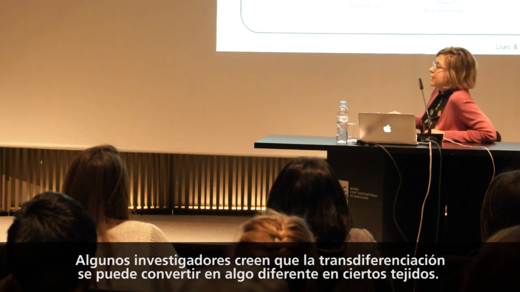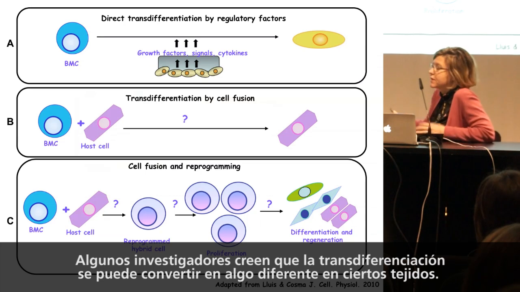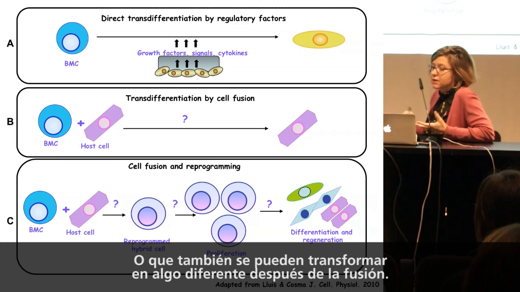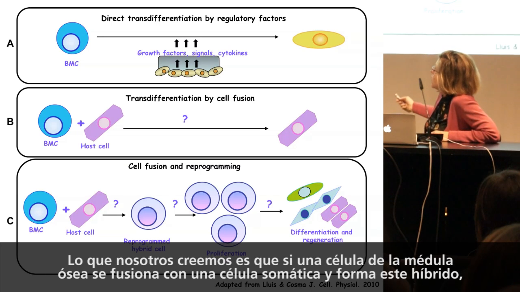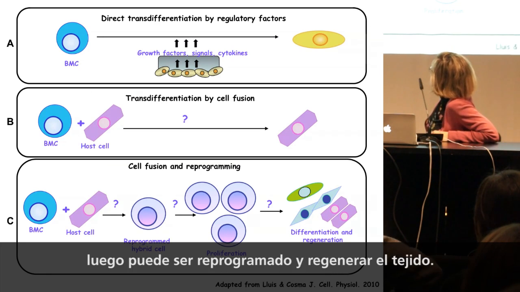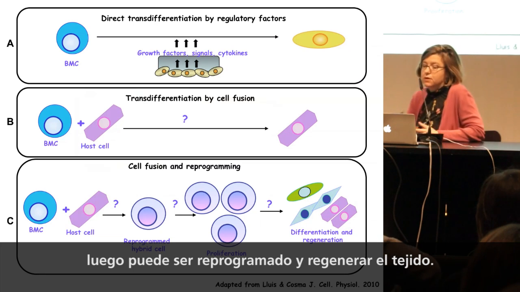What we believe is schematized here. Other researchers think that cells can differentiate or become something different in other tissue, or after fusion. But we believe that a cell from the bone marrow fuses with a somatic cell and forms this hybrid, which then can be reprogrammed and regenerate tissue.